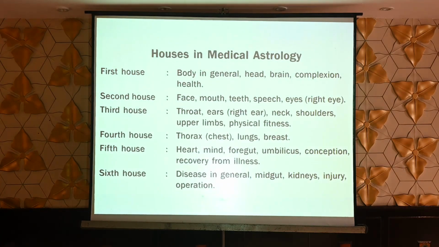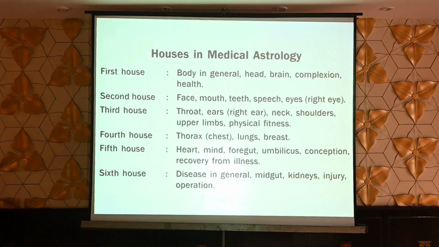Those of you who know about foregut, which means the stomach, the liver, the duodenum, the spleen, and so on. That is the foregut. Umbilicus, conception, fifth house for children, so fifth house for conception also. And fifth house is also recovery from illness. So these are things which you take from the fifth house.